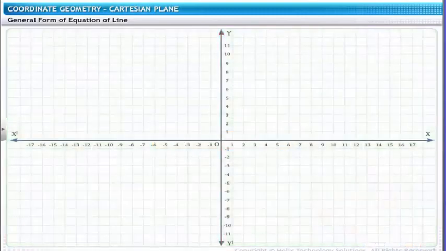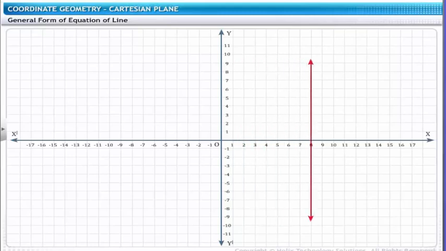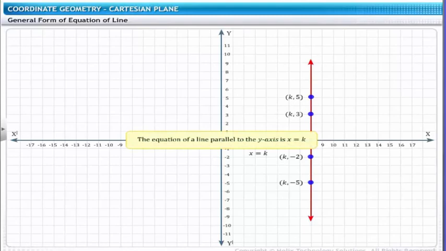Let us now consider a situation where these players are in a straight line at a constant distance k from the Y-axis. You will notice that the line joining the position of players standing at the same distance actually runs parallel to the Y-axis. For this line, the distance of the players from the Y-axis is constant, that is, X is equal to k. This means that the coordinates of these players will be (k, 5), (k, 3), (k, -2), and (k, -5). Therefore, the equation of a line parallel to the Y-axis is X is equal to k.